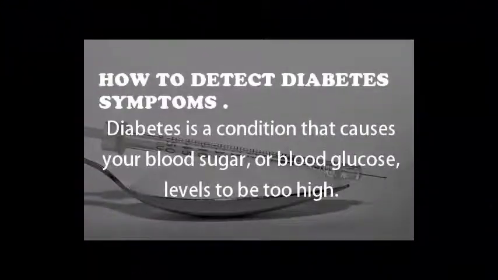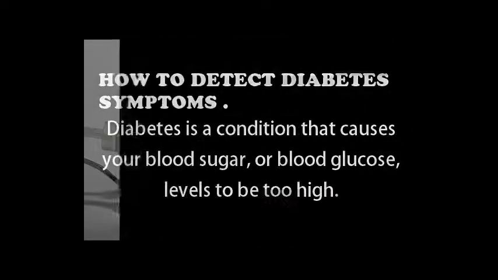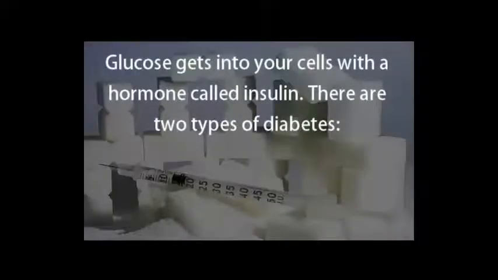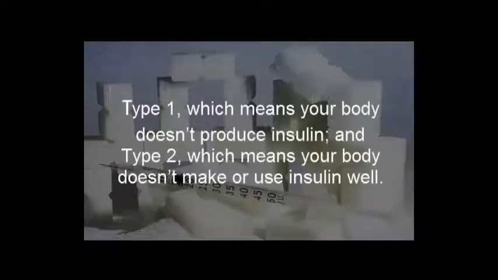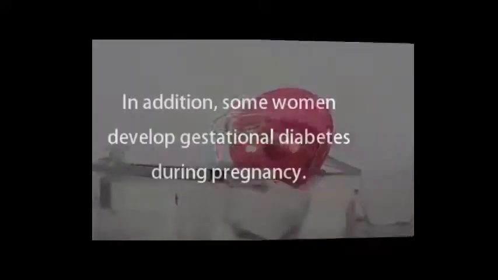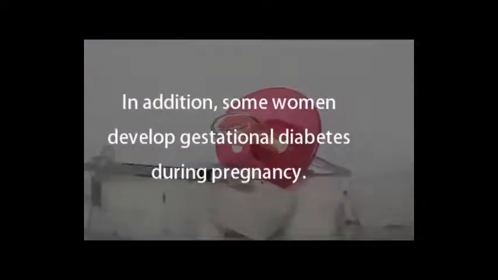How to detect diabetes symptoms. Diabetes is a condition that causes your blood sugar, or blood glucose, levels to be too high. Glucose gets into your cells with a hormone called insulin. There are two types of diabetes, type 1, which means your body doesn't produce insulin, and type 2, which means your body doesn't make or use insulin well. In addition, some women develop gestational diabetes during pregnancy.